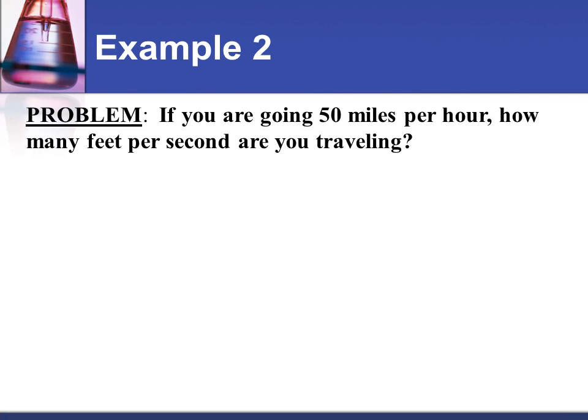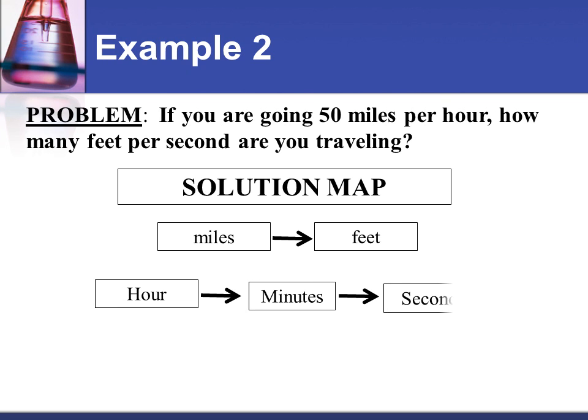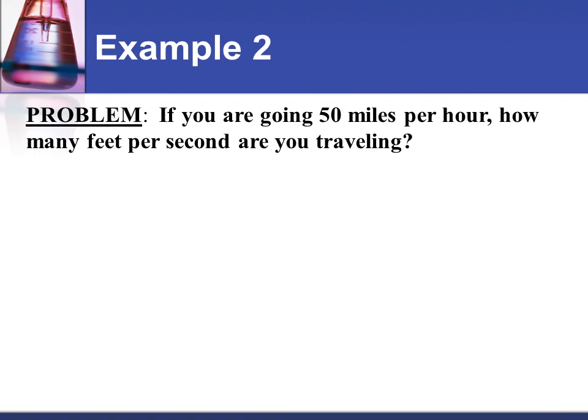Sometimes in chemistry you are required to convert more than one unit in a single problem. For example, if you are going 50 miles per hour, how many feet per second are you traveling? Our solution map needs to convert miles to feet as well as converting from hours to minutes to seconds. When converting two units, you can start with the solution map of miles to feet, or you can start with the solution map hours to minutes to second. I've chosen to start with miles to feet.